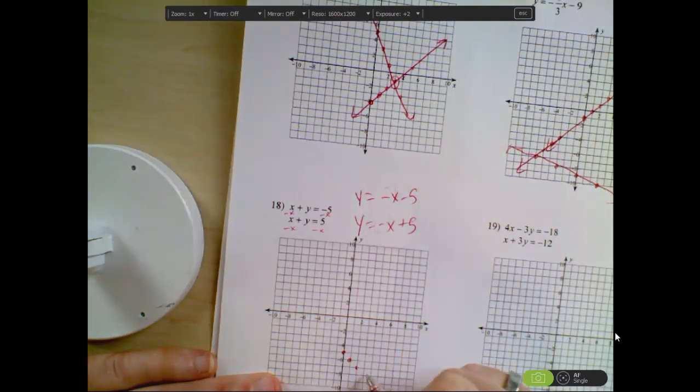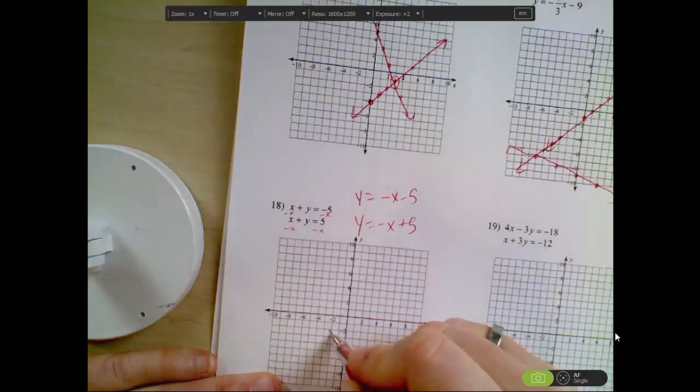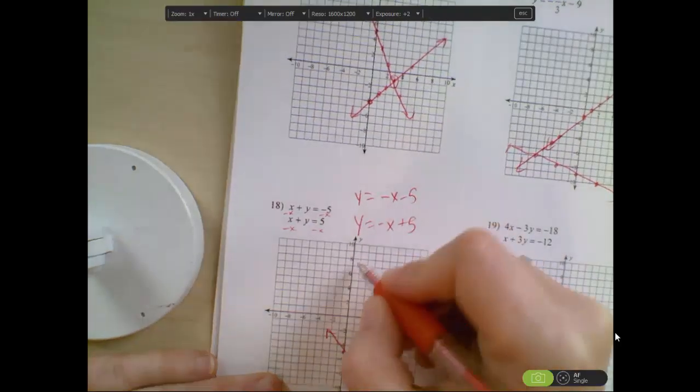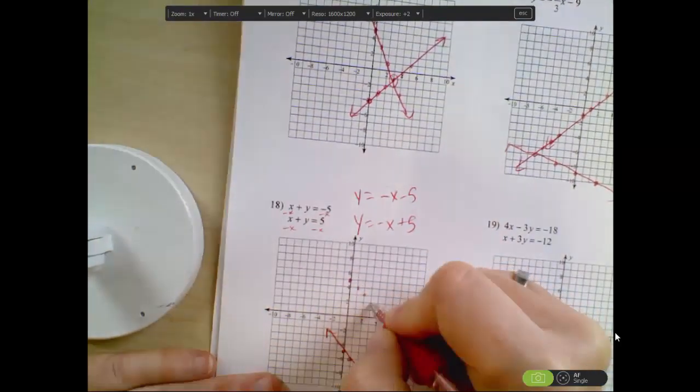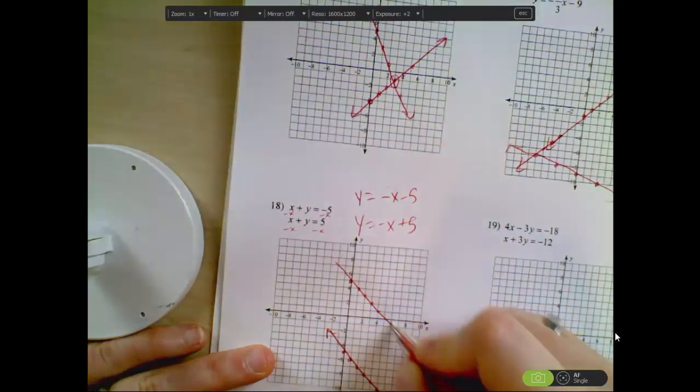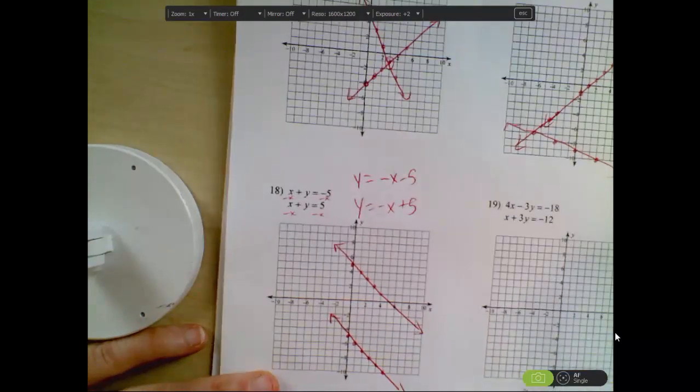But let's just look at the lines. Here's -x minus 5. Here's -x plus 5. Your answer here is no solution.